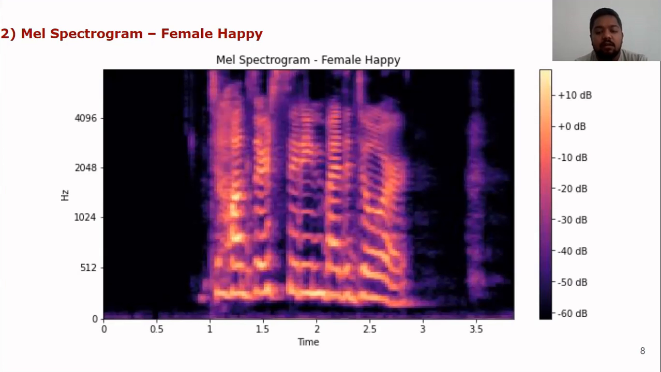When the color is dark, our dB is greater, like a positive 10 dB. dB means decibel. It is used for the sound intensity of a human voice.